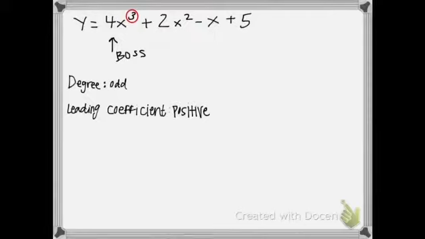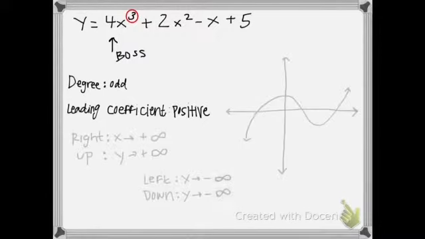In a standard equation, to find the degree, you find the largest exponent. In this case, it's 3, and it's odd. So for the degree, it would be odd. To find the leading coefficient, you'd find the largest number next to the largest exponent. For this equation, it's 4, and it's positive, so the leading coefficient would be positive.